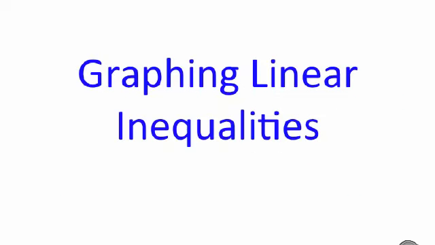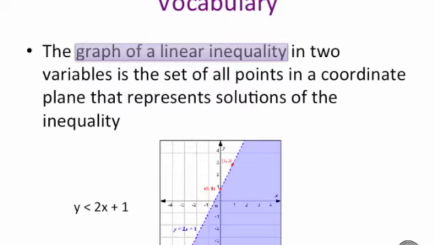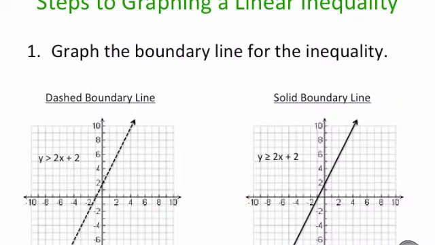Graphing Linear Inequalities by Kimberly Zhang. So the vocab for this section is that the graph of a linear inequality in two variables is the set of all points in a coordinate plane that represent solutions of the inequality. And so here I have an example of a graph of the inequality y is less than 2x plus 1.